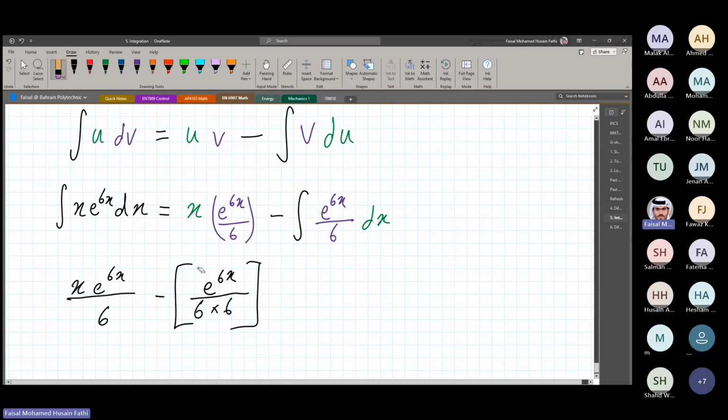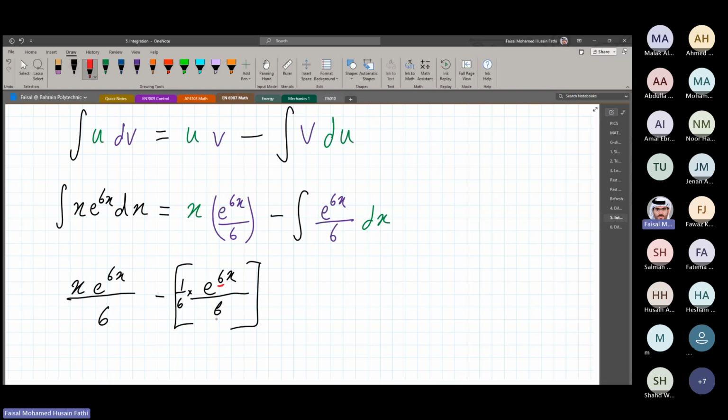If this is too confusing, let me do it in this way. 6 is a constant. We could just say it's 1 over 6 times e to the power of 6x divided by 6, which is this 6 over here. This 6, we are dividing by it. The integration of e to the power of 6x. And that's it. Plus c.